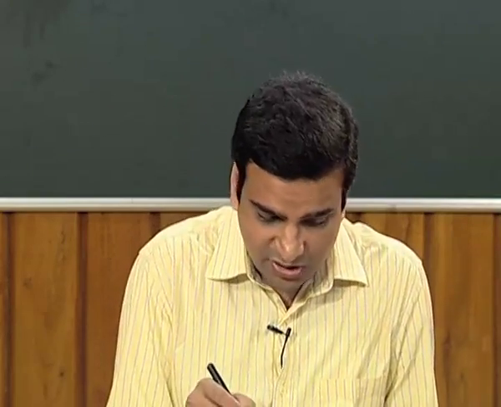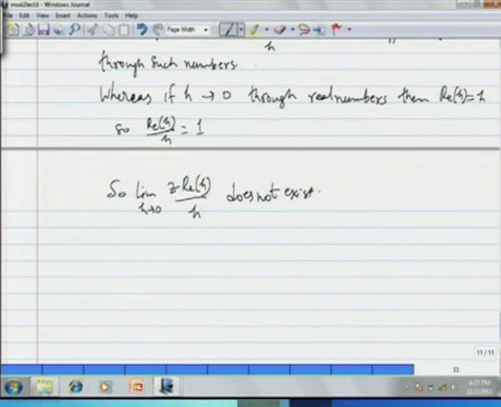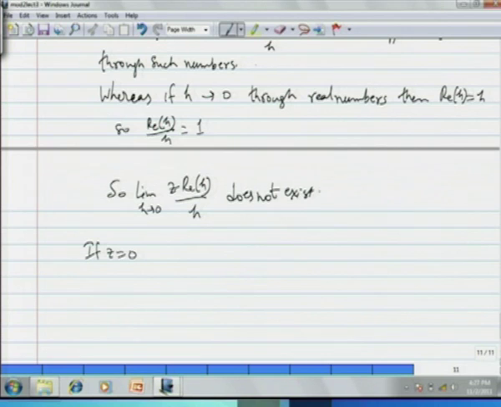So, one produces z times 0 constantly and the other produces z times 1 constantly. So, this limit does not exist. So, the limit as h goes to 0 of z times real part of h by h does not exist. But on the other hand, we are lucky if z is equal to 0. If z is equal to 0, we do not have to worry about how h approaches 0. Already the quotient z times real part of h by h is equal to 0. So, this limit exists.